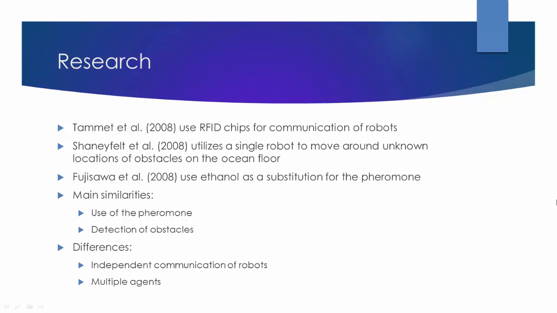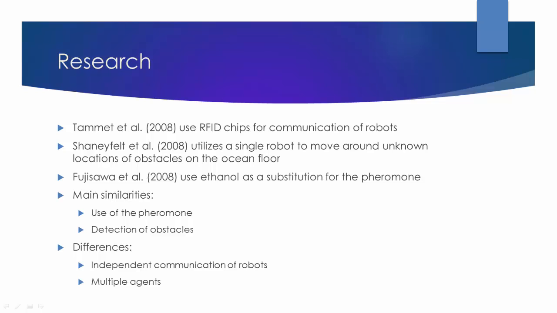Within our research, we came across the first article that used RFID chips for communication of robots. Essentially, in order to communicate, the robots were able to read information off other robots' RFID chips. However, for our model, we do not want to use this idea because RFID chips need to send information back and forth from a central main host computer.